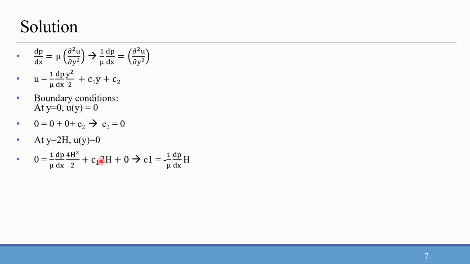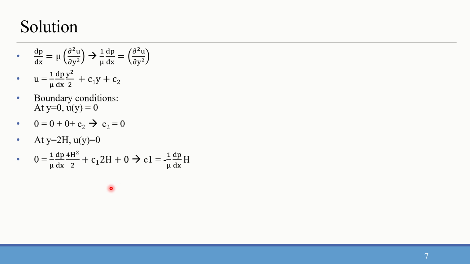So we keep c1 on one side and take all the other terms to the other side, so that c1 is equal to minus of 1 by mu dp by dx. So 4 and 2 get cancelled, it remains 2h square, and we will be having 2h square divided by 2h, it will be h. So that is how we get c1. C1 is equal to minus 1 by mu dp by dx into h.